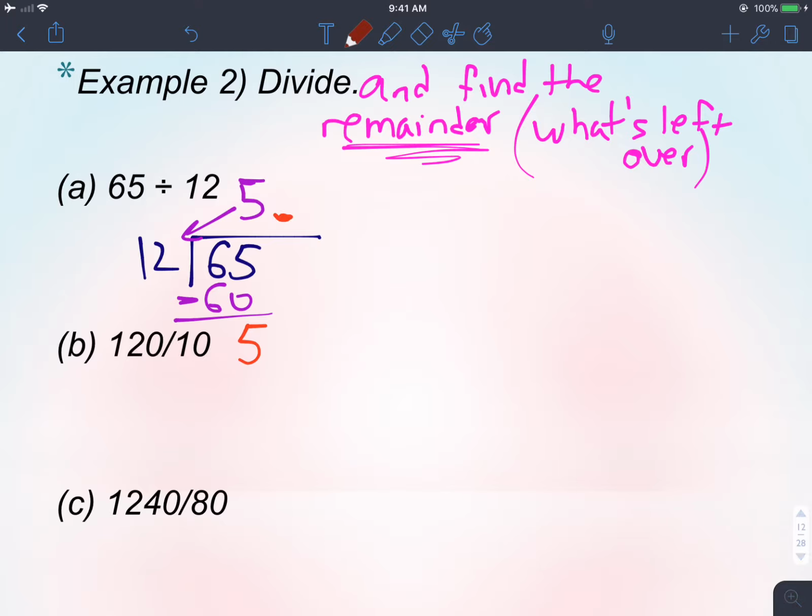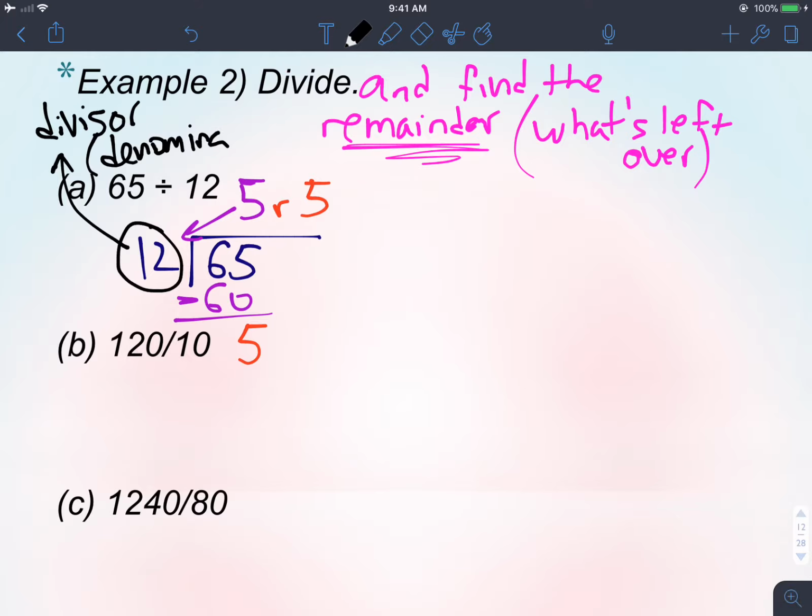You're at the end of it. You don't need to put a decimal point if it's asking for the remainder. So what's left over is 5. Let's label a few things. They're going to ask you, what's the divisor? The 12 is the divisor.